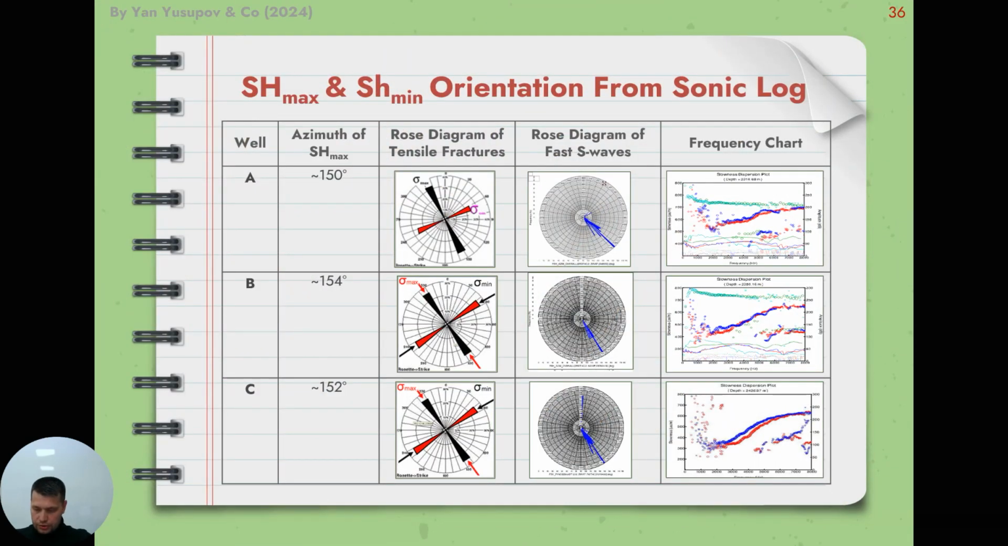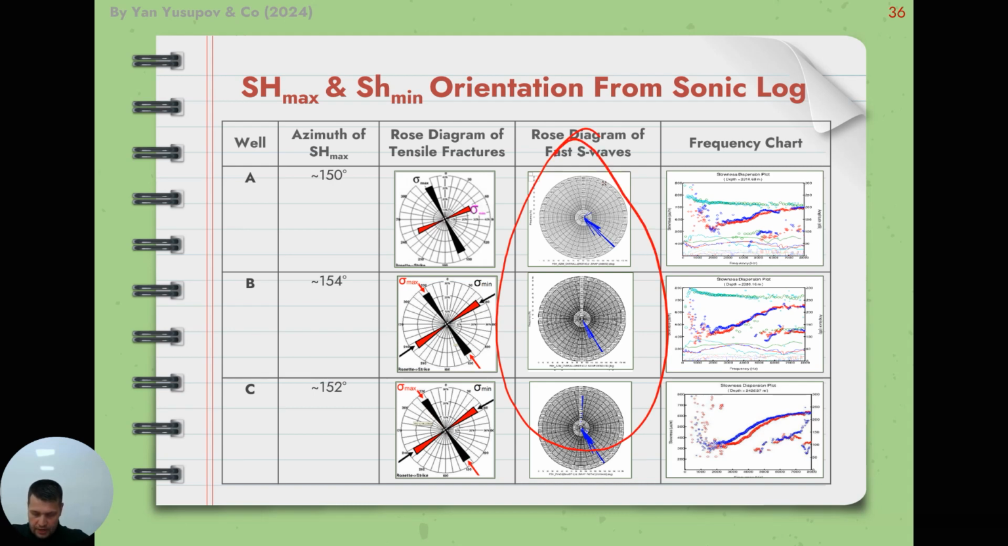Acoustic stress-induced anisotropy and stress direction are important inputs for geomechanical studies. In an anisotropic formation, the shear wave splits into perpendicular components, a fast shear and a slow shear. The fast shear azimuth may correspond to the maximum horizontal stress direction, and the slow shear azimuth may correspond to the minimum horizontal stress direction. Let's compare stereo nets.